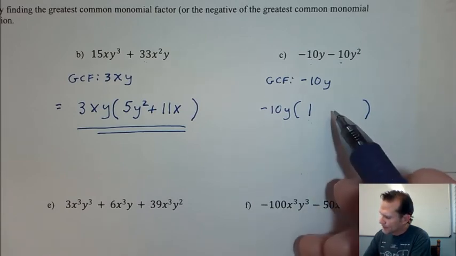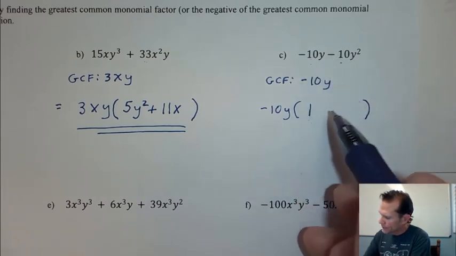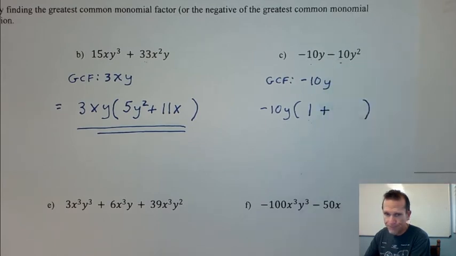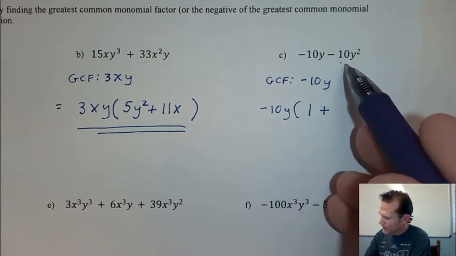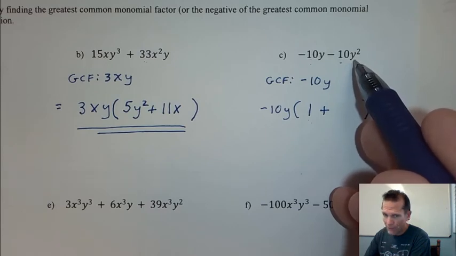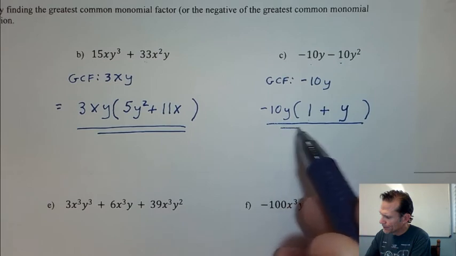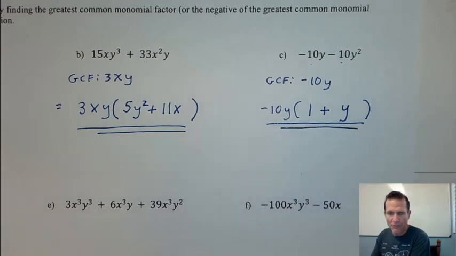Okay. Next, I pulled out this negative sign, so it switches signs here to positive. And I pulled out the 10, and I pulled out one of these y's. Okay. So that's what it would look like if you didn't write it in descending order first.